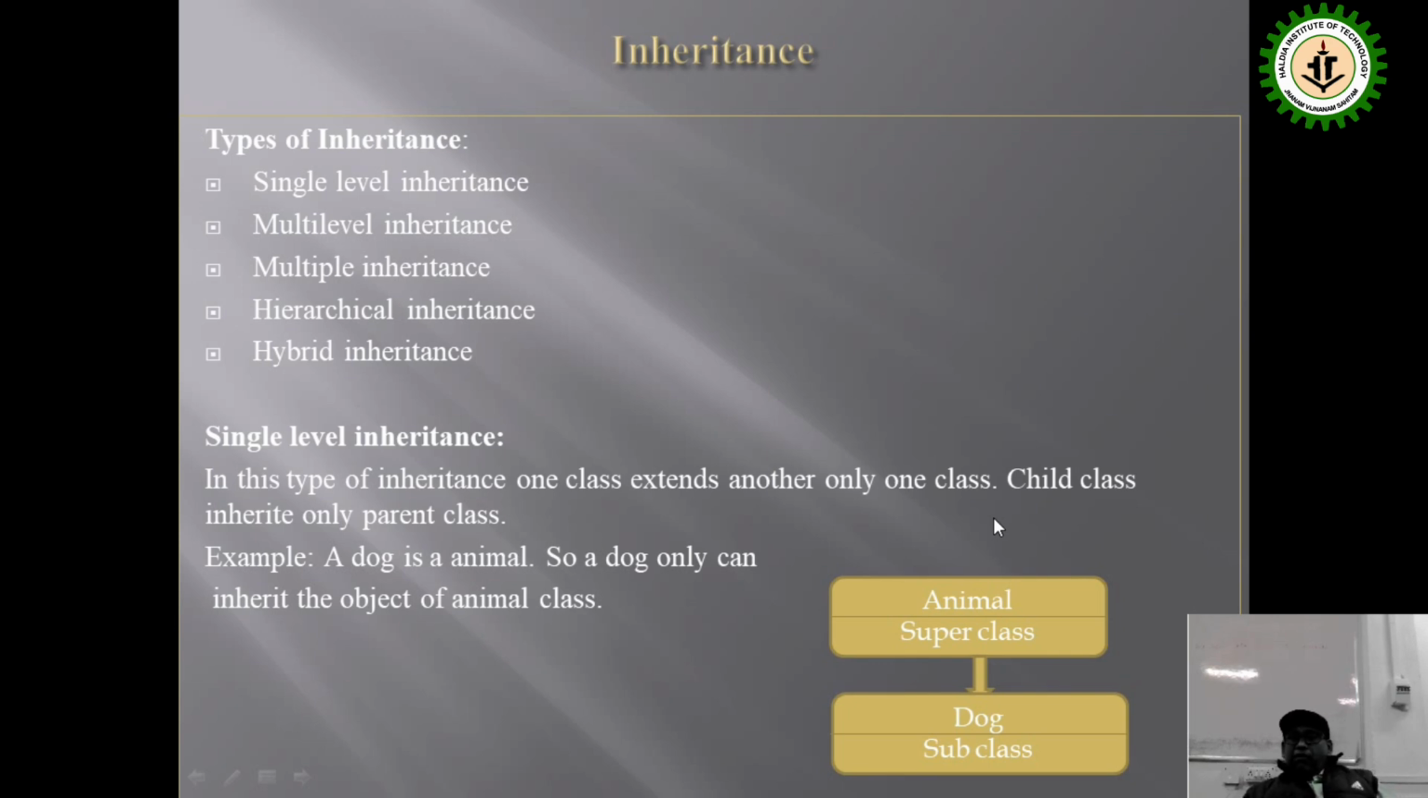What is single level inheritance? In this type of inheritance, one class extends only one other class. The child class inherits only from the parent class. Simply, animal and dog. Dog is an animal, so animal is the parent class or superclass, and dog is the child class or subclass.